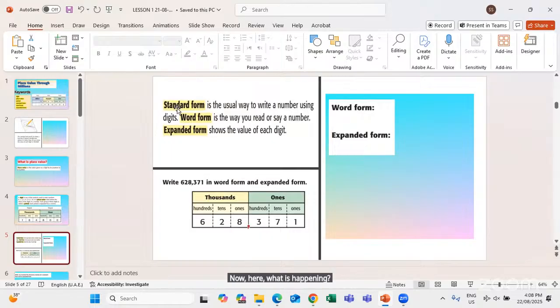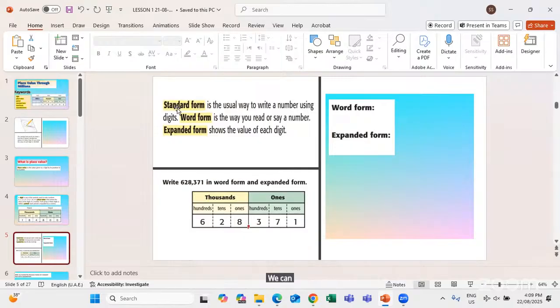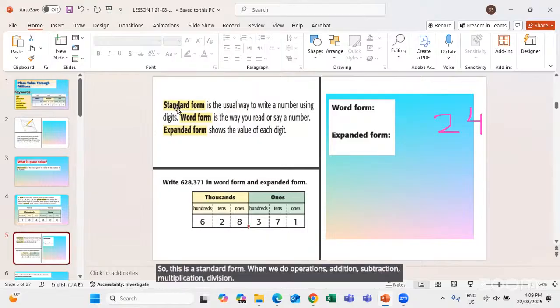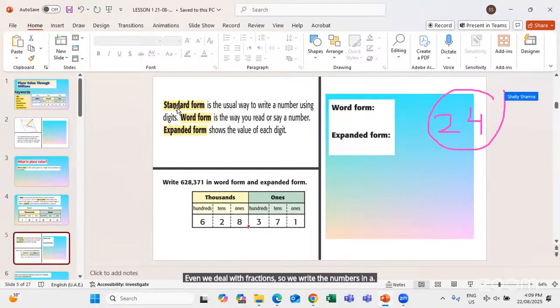Standard form is just when we write the number the normal way. For example, in mathematical form, we can say it like number form also. For example, I write this. So this is a standard form. When we do operations, addition, subtraction, multiplication, division, even when we deal with fractions, we write the numbers in a standard form.